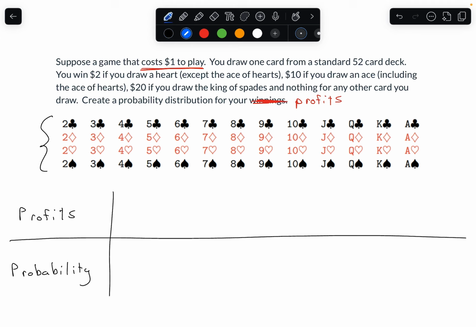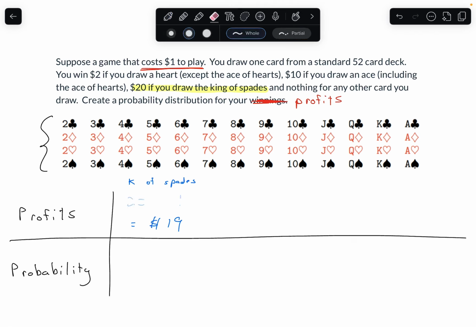So I'm going to jump ahead here and look at this part. This says we win $20 if you draw the king of spades. So above this, just so that I can help myself remember, I'm going to write out the scenario. So this is the king of spades. Okay, so what do we know? With the profits, we win $20, but we have to remember that the game cost me $1 to play. So I get $20, I take away 1 for the cost, I end up with 19 for my total profit. So my total profit's going to be 19 here.